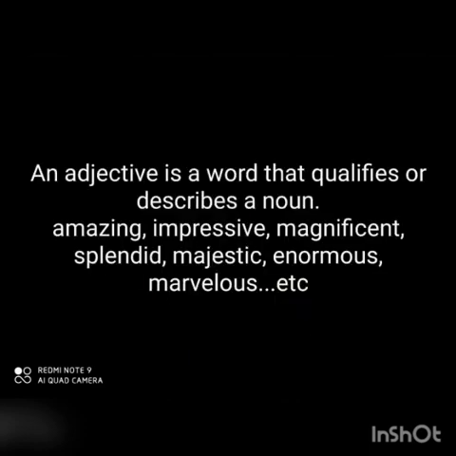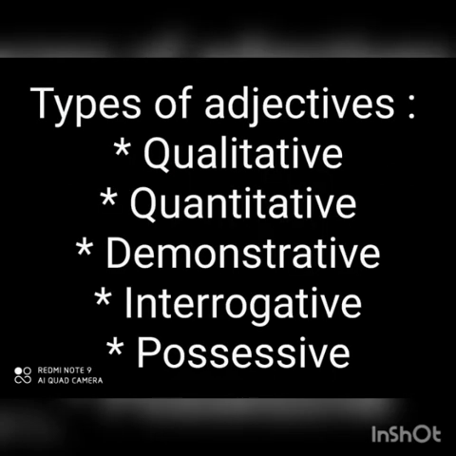An adjective is a word that qualifies or describes a noun. Amazing, impressive, magnificent, splendid, majestic, enormous, marvelous are some examples. Types of adjectives: qualitative, quantitative, demonstrative, interrogative, and possessive.